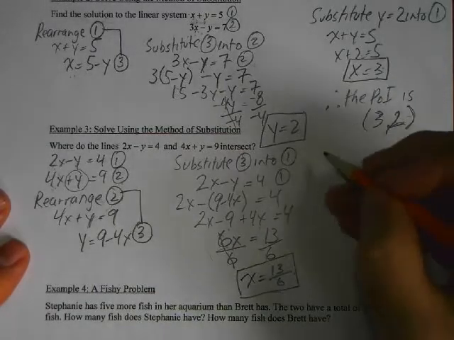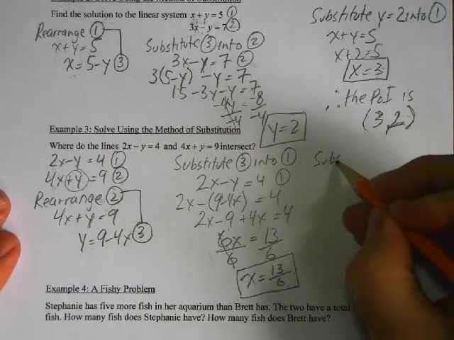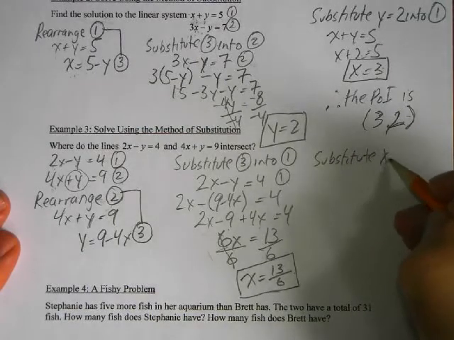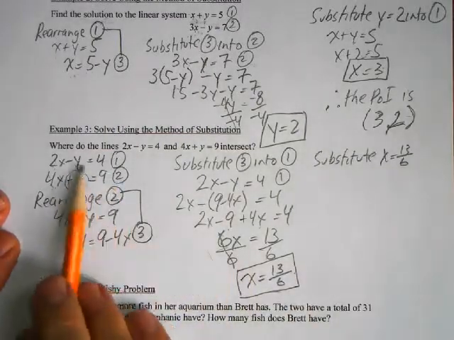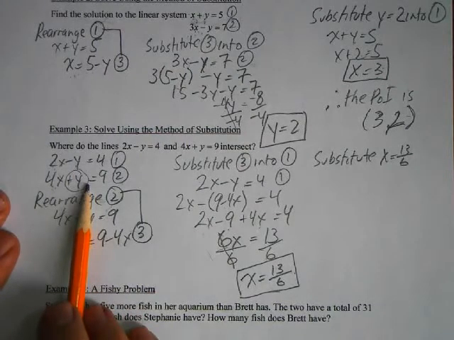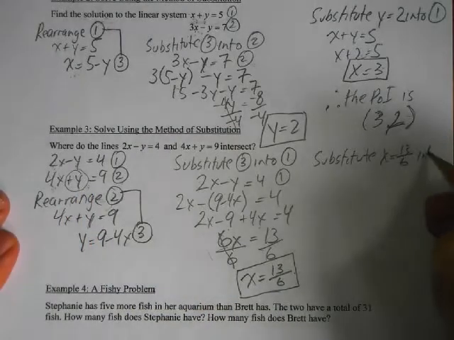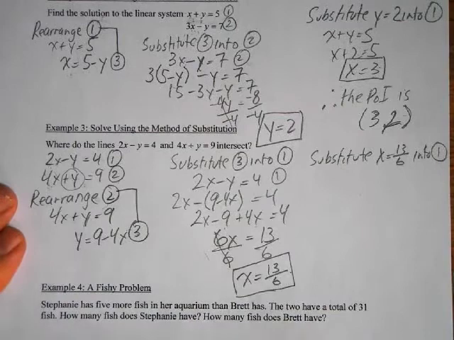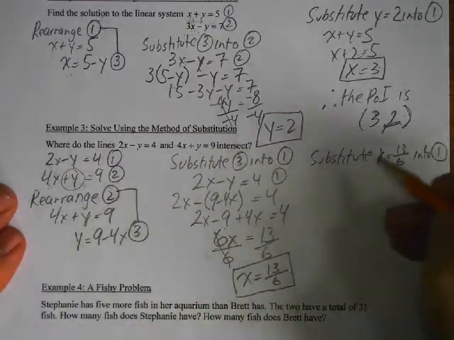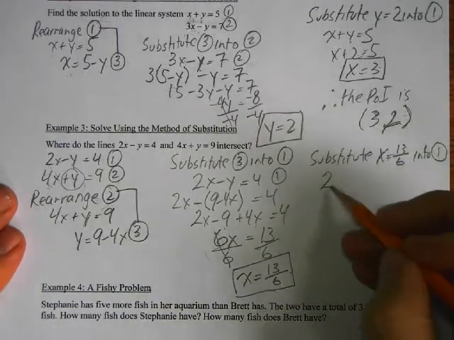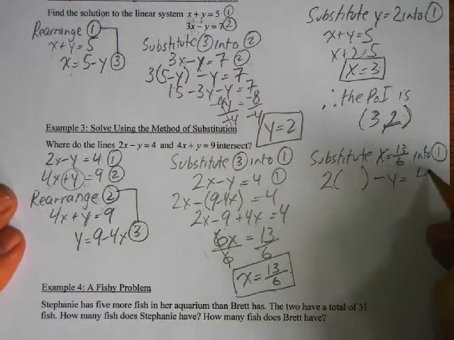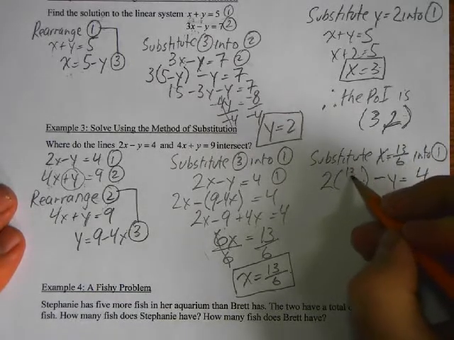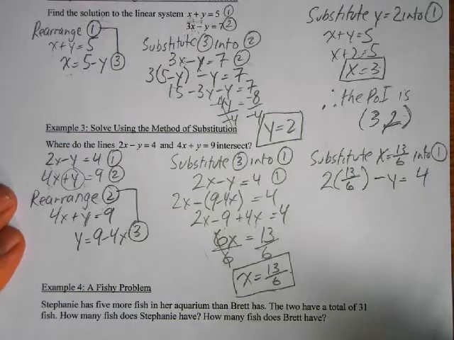Okay, last step, substitute x equals 13/6, and we could plug it into either one of these. Not sure if there's a better choice, but I'm going to plug it into 1. So I'm going to start with equation 1, 2x minus y equals 4. I'm going to put empty brackets where the x was. And the x was 13/6. Okay, so let's work with this.